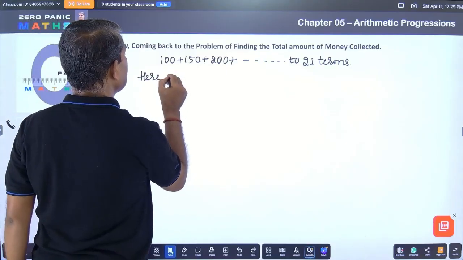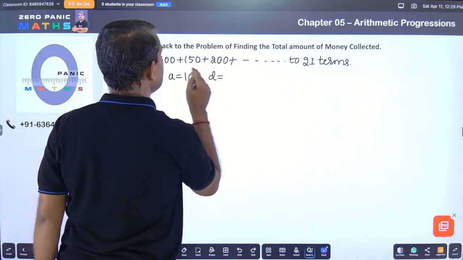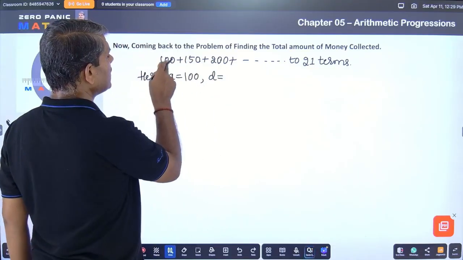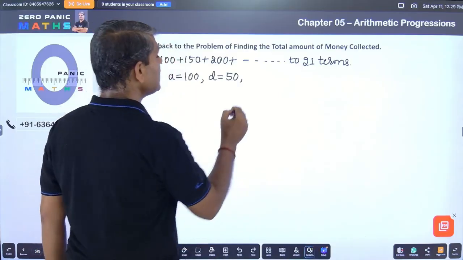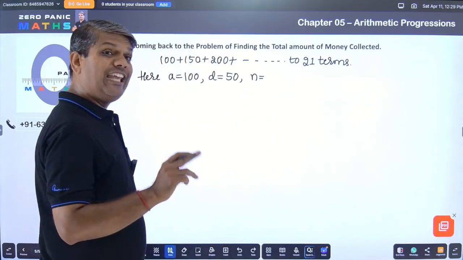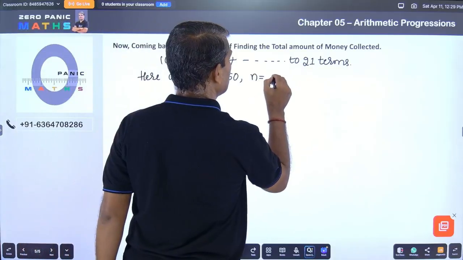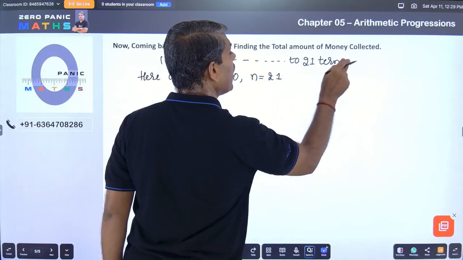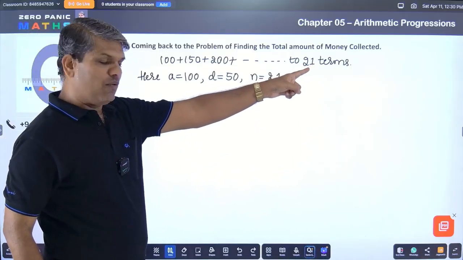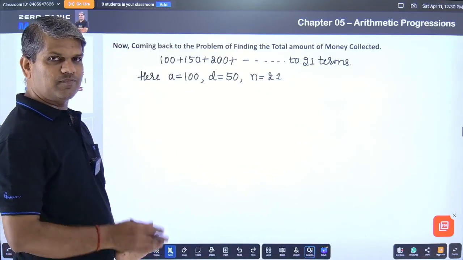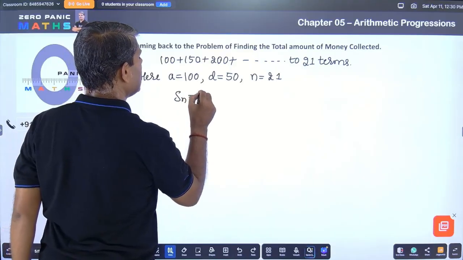Here what is a? A is the first term, that is 100. What is d? D is the difference between the first and the second term. That difference is 50, right? And what is n? A, d, n are required to calculate the sum. N is 21, because that is the number of terms. So 21 years they wanted, means n is equal to 21. Hope you understood this. Since we know the formula, I will write that formula once.